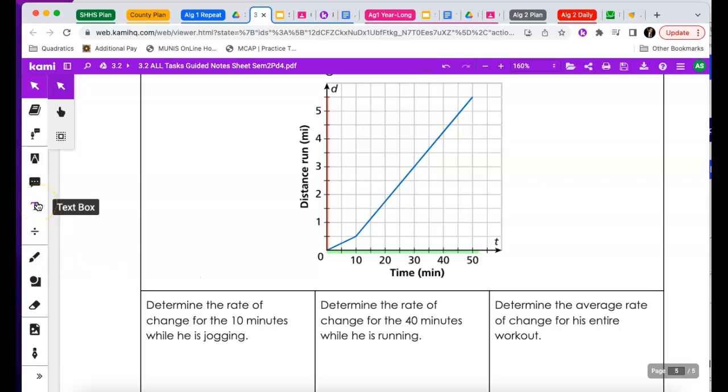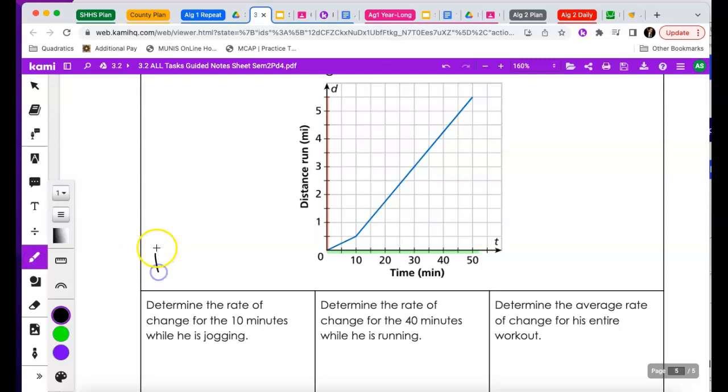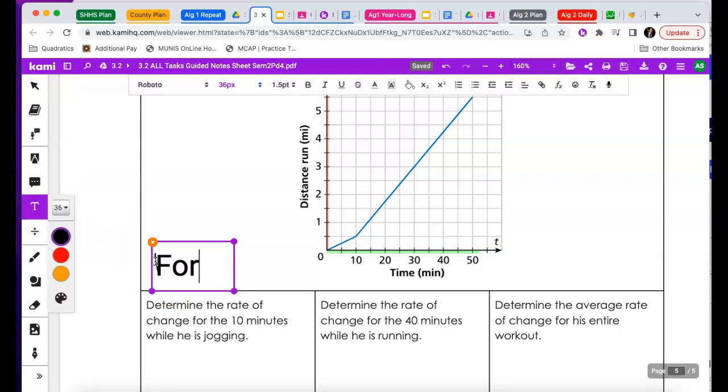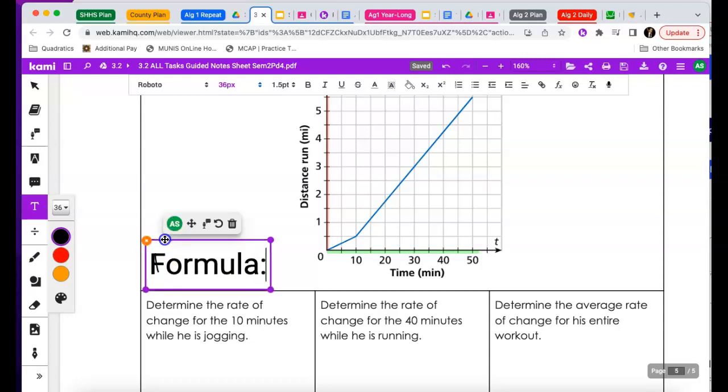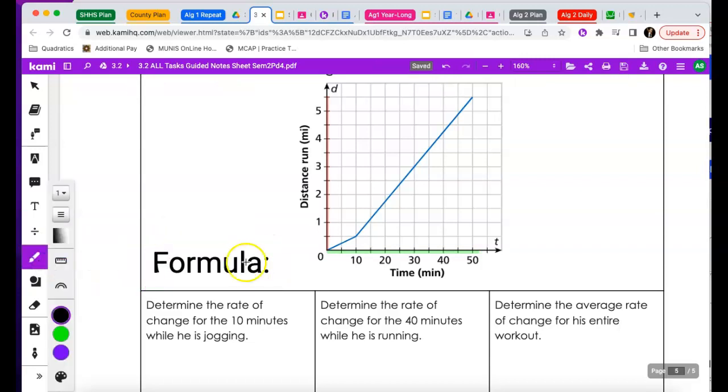So for the first 10 minutes, we have a formula that we're going to use. So the formula, that's our slope formula. So we have y2 minus y1 over x2 minus x1. So same formula as our slope between 2 points on page 17 notes.